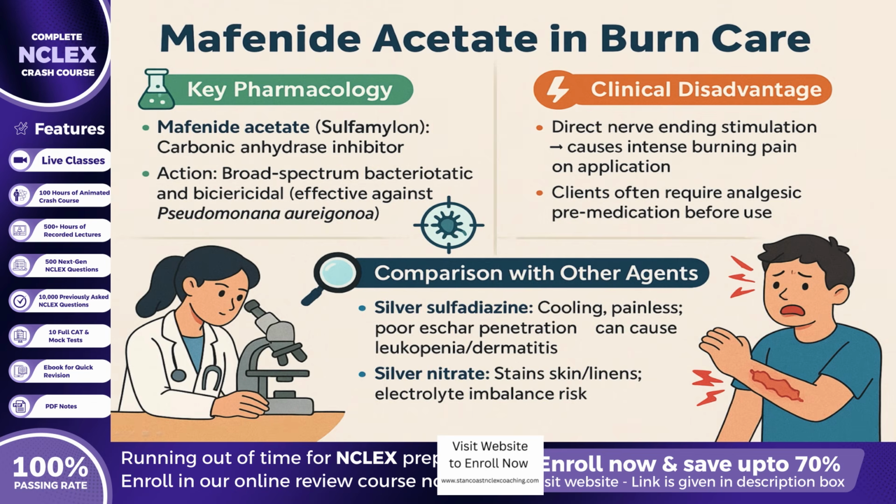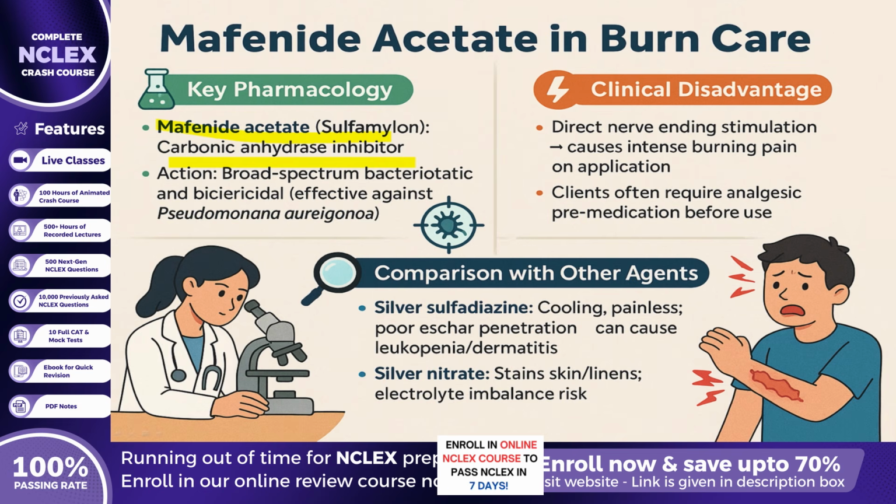Mafenide acetate is a potent antimicrobial agent that works by inhibiting carbonic anhydrase and exerting both bacteriostatic and bactericidal activity against a wide range of organisms, including the difficult-to-treat Pseudomonas aeruginosa. Unlike silver sulfadiazine, which soothes the skin with a cooling effect, mafenide acetate penetrates deeply through eschar into viable tissues, directly stimulating exposed nerve endings. This deep penetration is why it is so effective in reducing infection risk, but also why it causes such intense burning pain when applied. In fact, the pain can be so severe that clients often require pre-medication with analgesics before application.